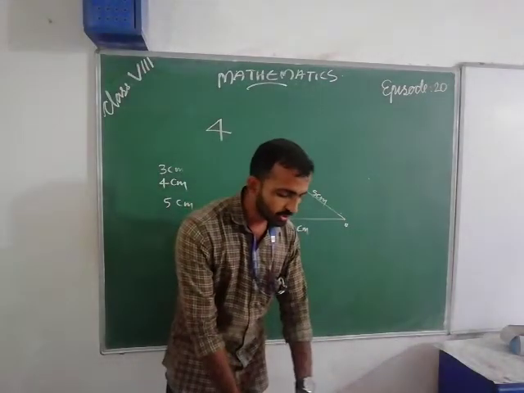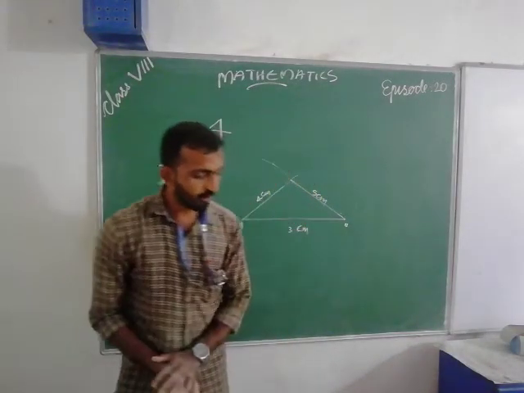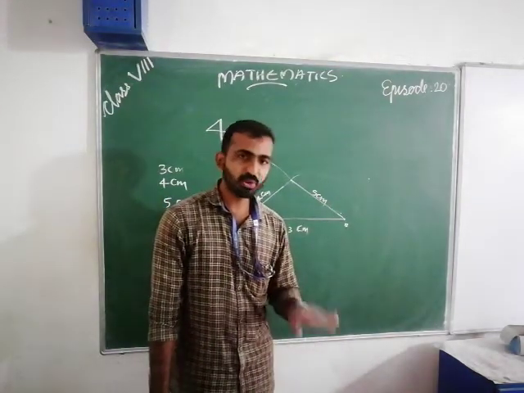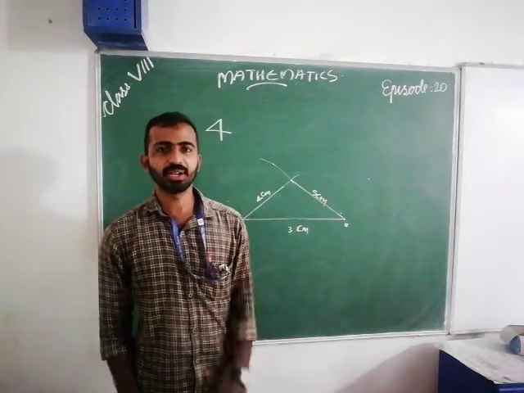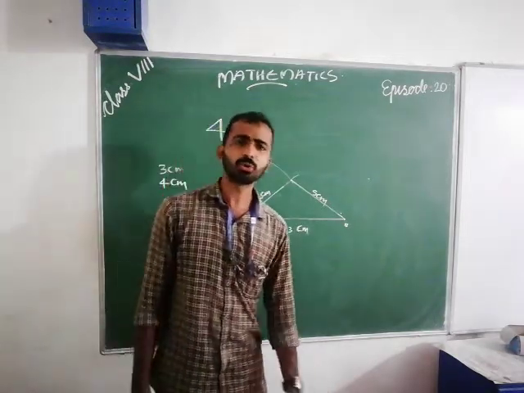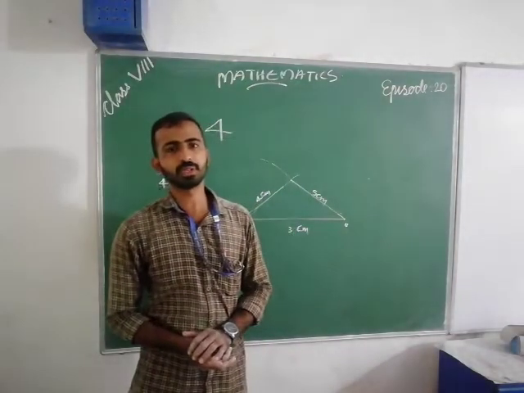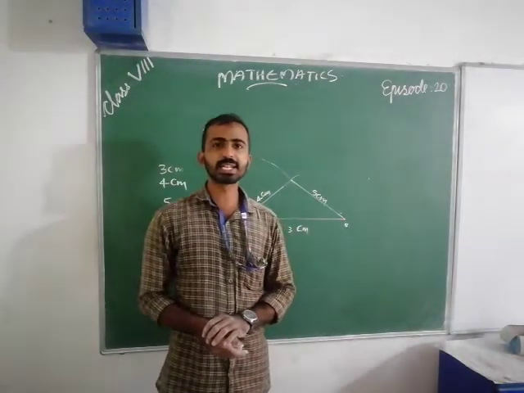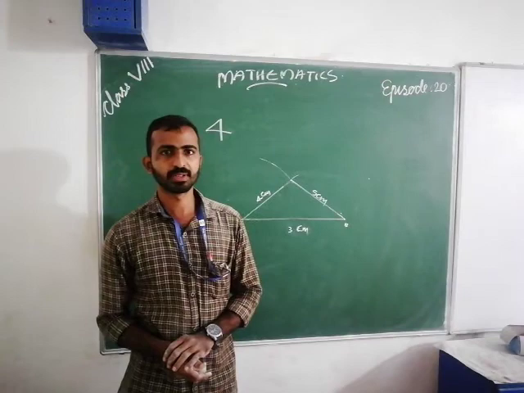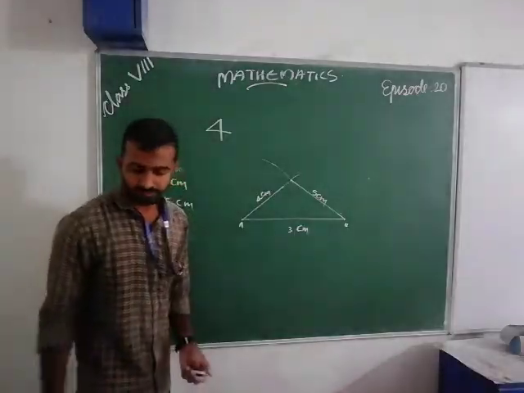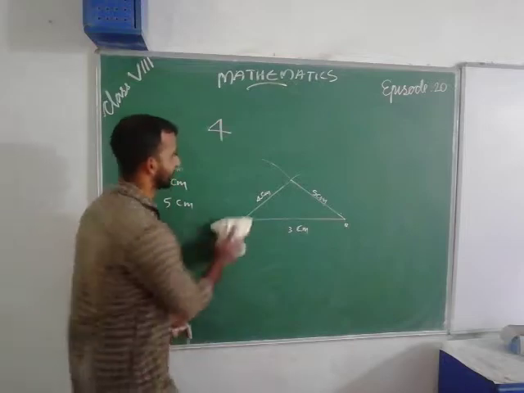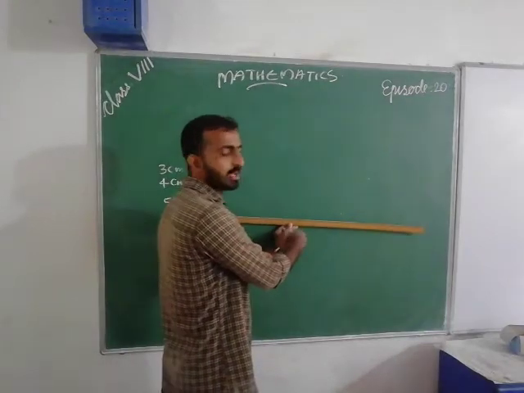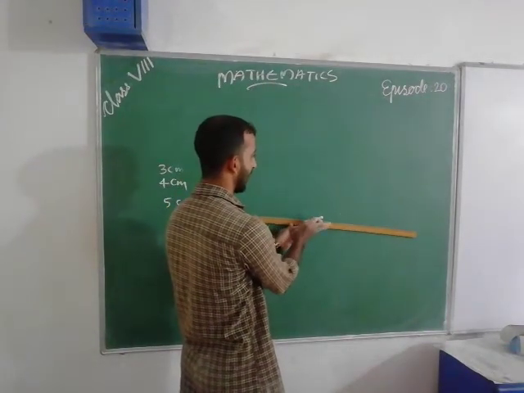Here we are going to study first when 4 sides and 1 diagonal are given. Normally we know how to draw a rectangle. How to draw a rectangle with the sides 10 centimeter and 8 centimeter? We take 10 centimeter in the scale and we draw a line. Is it? Yes.